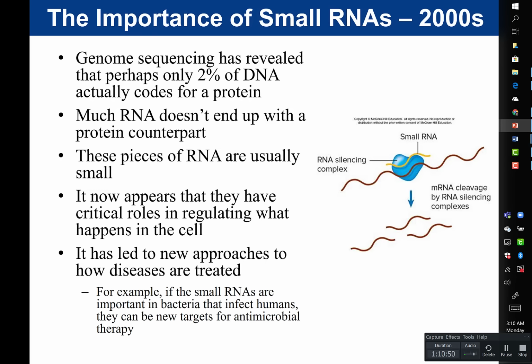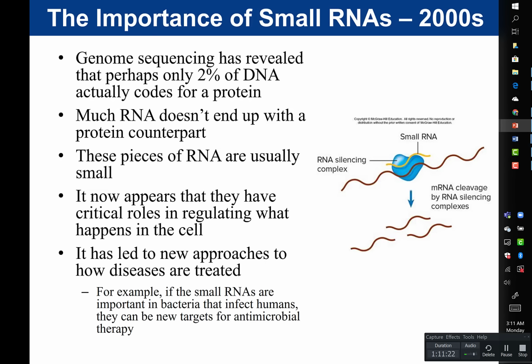They control how long the mRNA hangs around, for example. So it appears that they have a very critical role, even if they're not used to code for proteins, because normally mRNA is used to code for proteins. But these other small RNAs, even though they don't code for protein, still have a very important role. And this has led to new approaches in how diseases are treated.